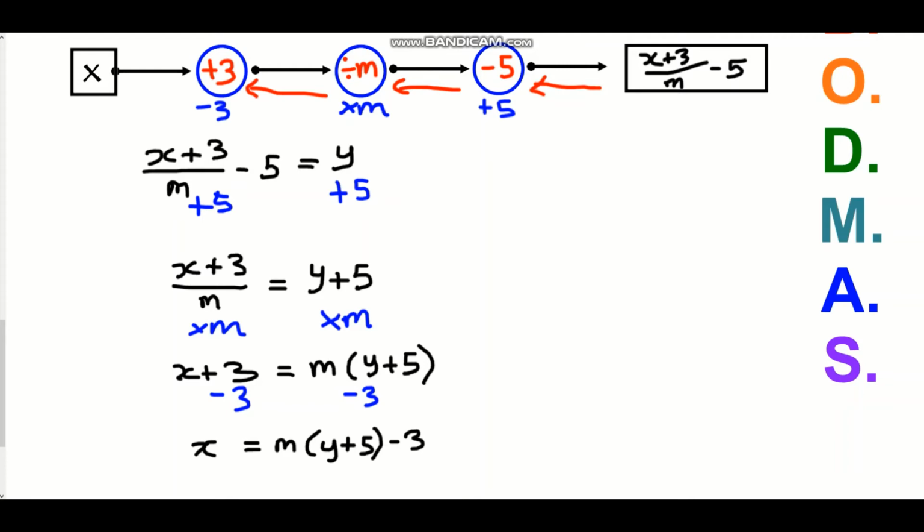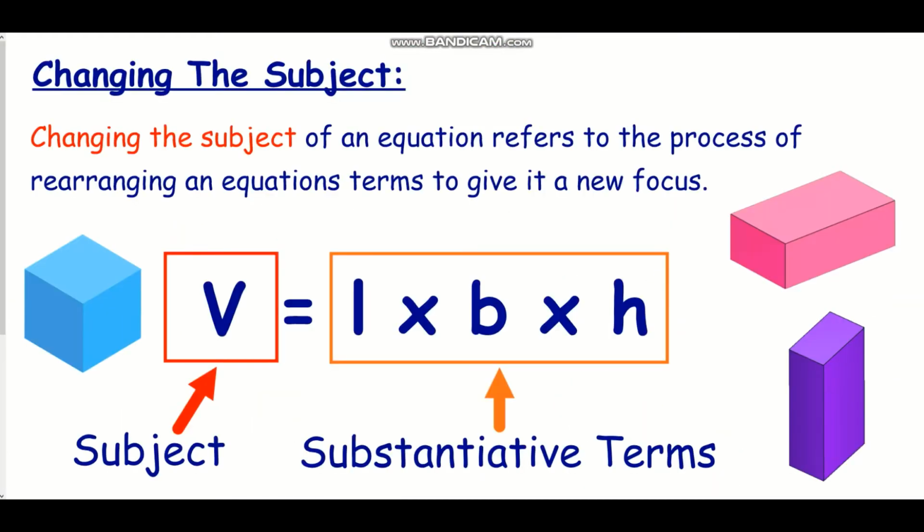Just taking you to the start of the video again, if I was looking at volume equals length times breadth times height, and I wanted to find what the breadth was, all I would do, because length is multiplying breadth and height is multiplying breadth, I would say breadth is equal to volume divided by the length and the height multiplied together. Okay, that means they're both dividing, they're both on the divided side of the fraction, and that gives you a variable that you don't normally use this equation to find.